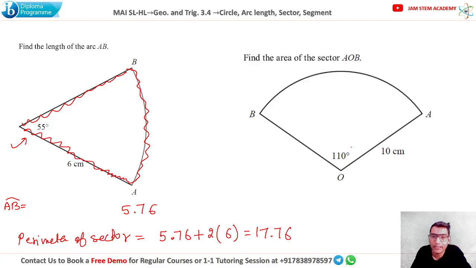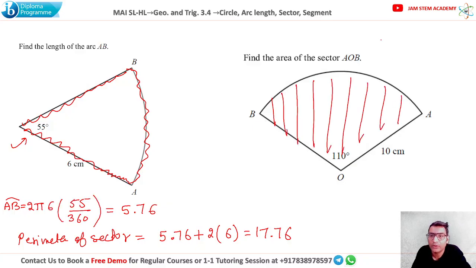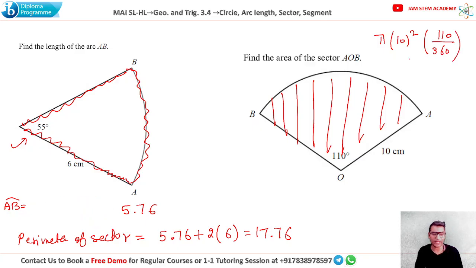Okay, next part. It says find the area of the sector where the angle is given as 110 degrees. The radius is 10. So simply use the area of a sector: pi r squared, which is pi times 10 squared, then theta over 360, which is 110 over 360. Now simplify this value, get the answer. That's it. It's simple, right? Pi times 10 squared times 110 divided by 360 gives me 95.9931.